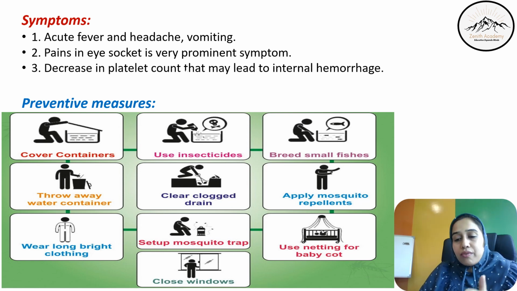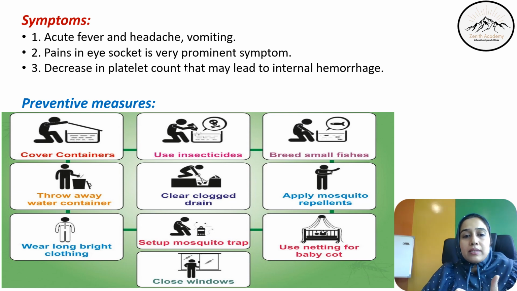Decreased platelet count. Whenever we have fever for more than 3-4 days, the doctor will suggest we take a blood test. In that blood test, they look for WBC count and platelet count. If the platelet count is low and the WBC count is high, it can lead to internal hemorrhage, and that is why medication must be started immediately for such diseases.